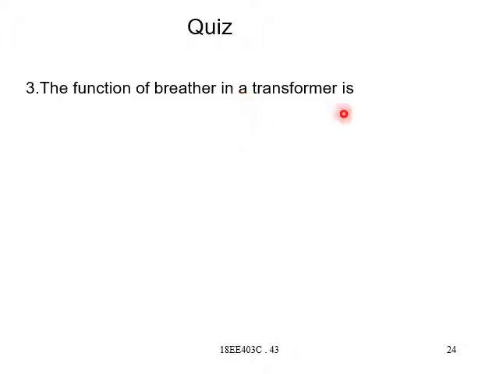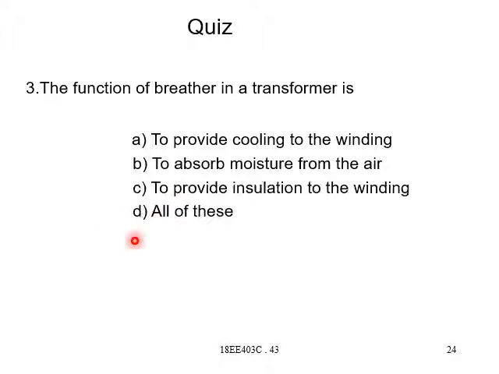The function of breather in a transformer is to provide cooling to the winding? No. To absorb moisture from the air? Obviously yes. To provide insulation to the winding? No. All of these? So actually the answer is B, to absorb moisture from the air. In the sheet, C, to absorb moisture from the air.